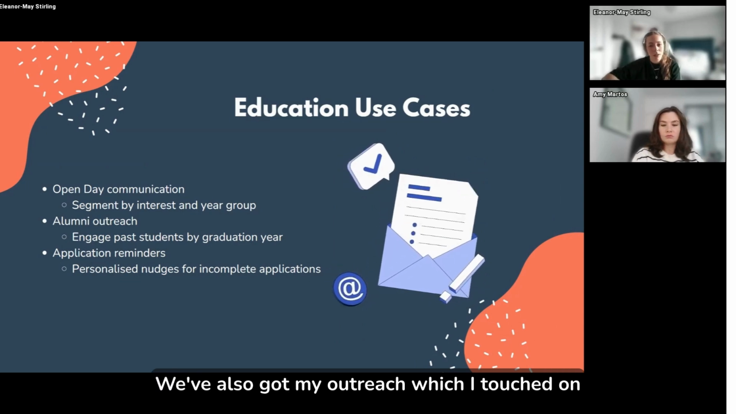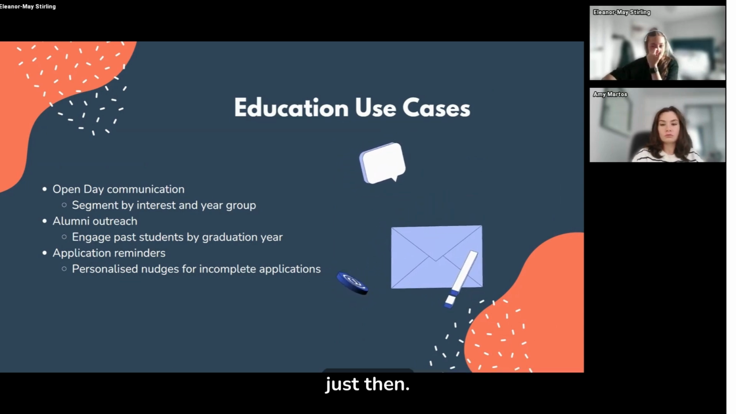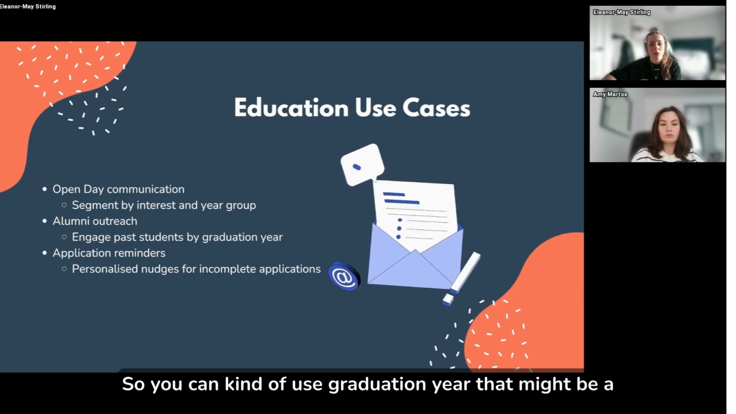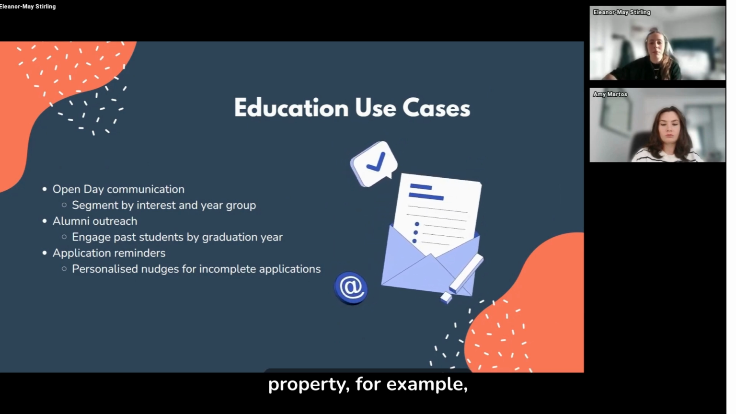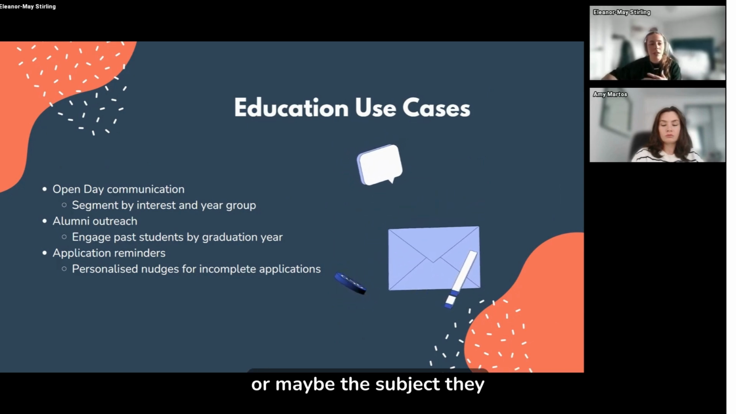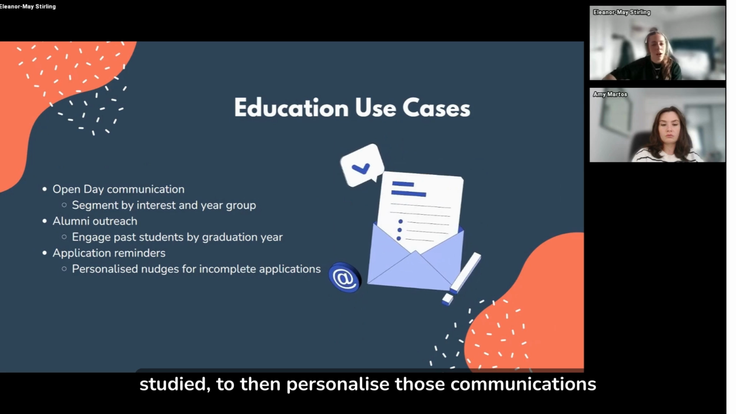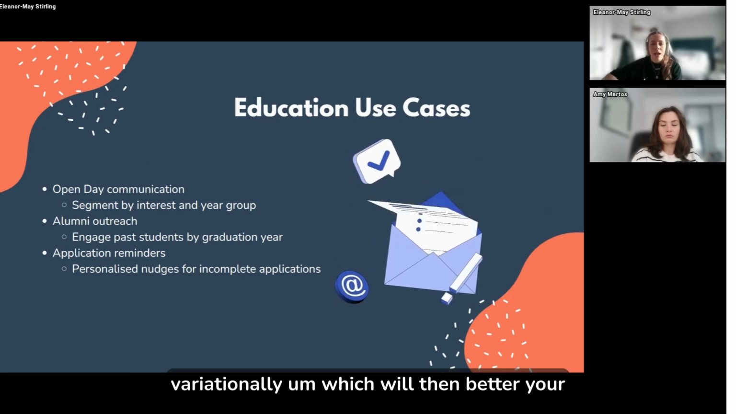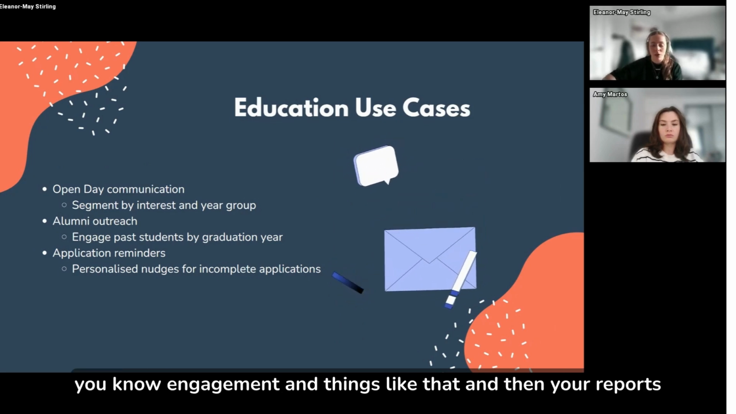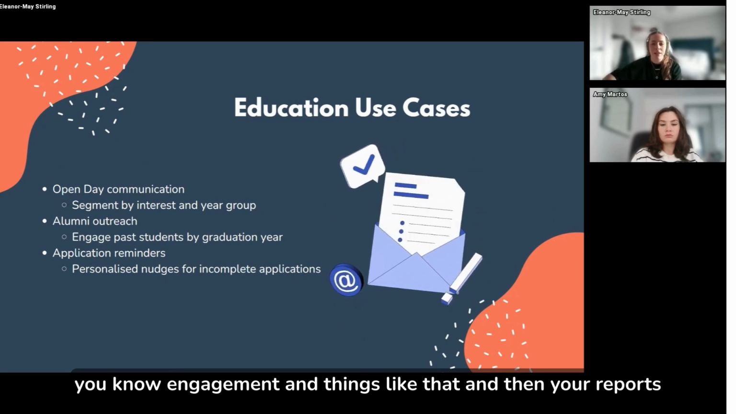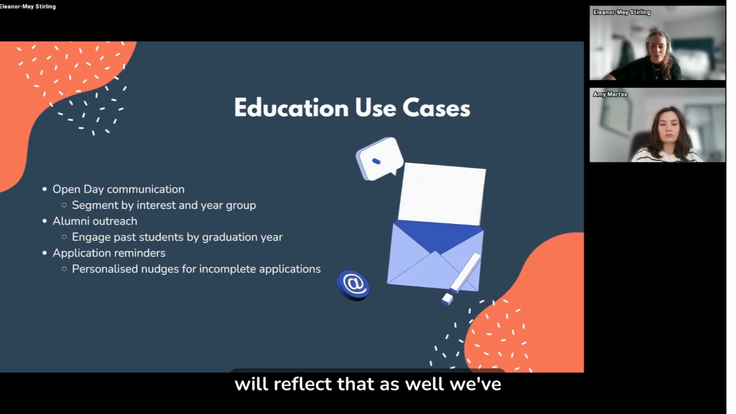We've also got alumni outreach, which I touched on just then. So you can use graduation year, that might be a property, for example, or maybe the subject they studied, to then personalize those communications, which will then better your engagement and things like that. And then your reports will reflect that as well.